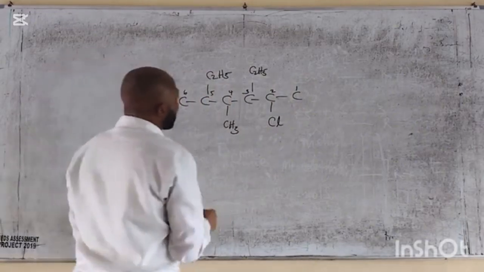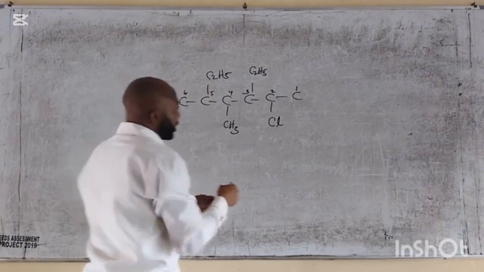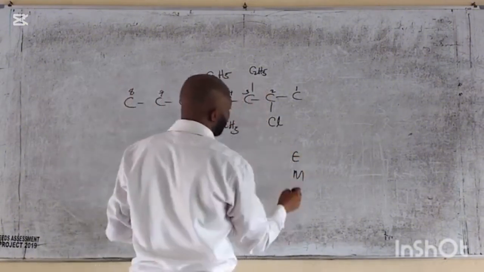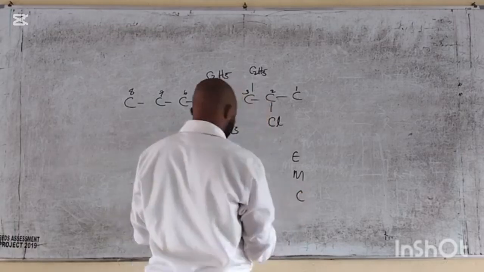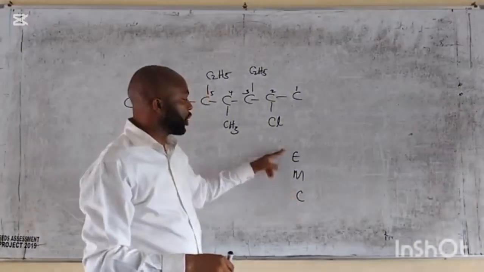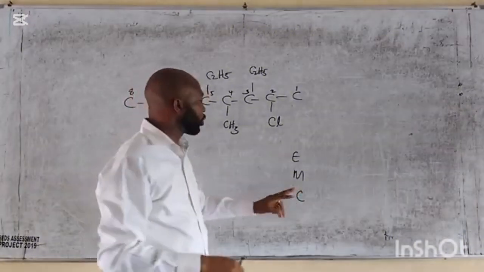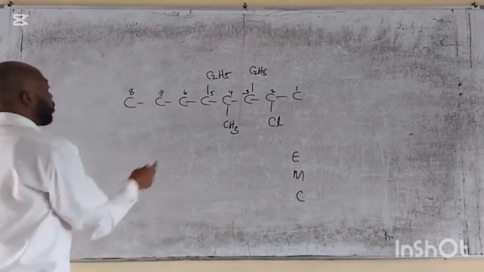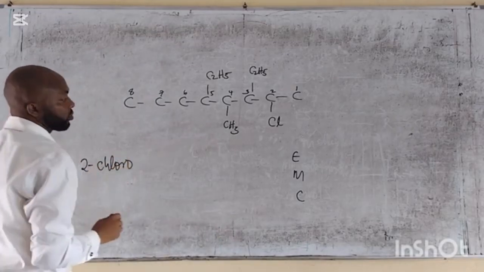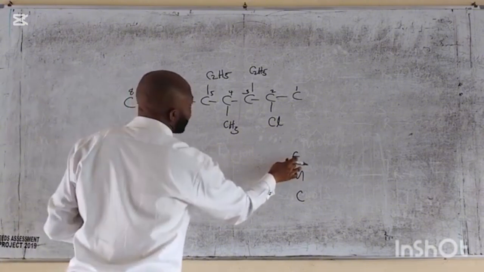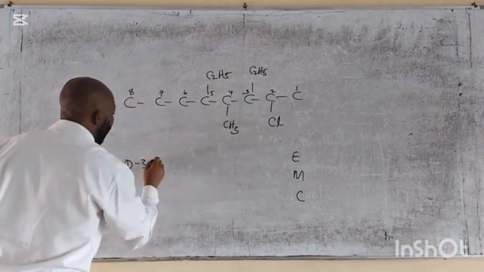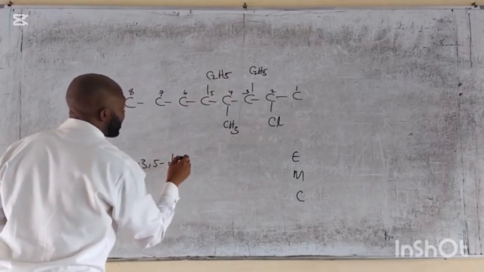Now in carbon, we have ethyl, which is E. We have methyl, M. We have chloro, which is C. Alphabetically, C comes before E, before M. So we start with the C, which is 2-chloro. We come to E, which is in 3,5, 3,5-diethyl.